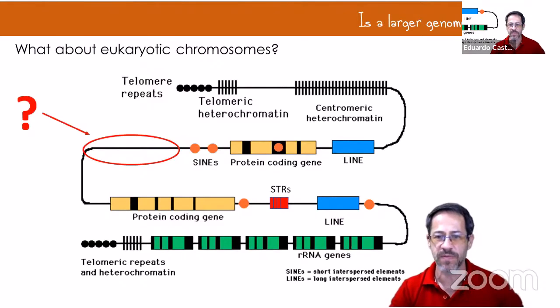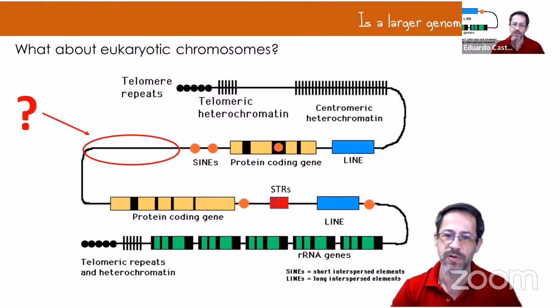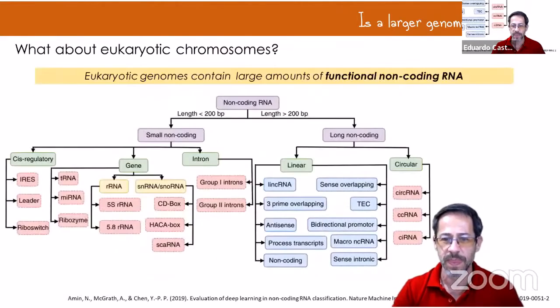So there are other parts of the genome where there are no protein coding genes, there are no telomeric regions, there are no centromeric regions, there are no long interspersed repeats, there are no short tandem repeats. So what is there? And now we know that the eukaryotic genome contains a large amount of functional non-coding RNAs.